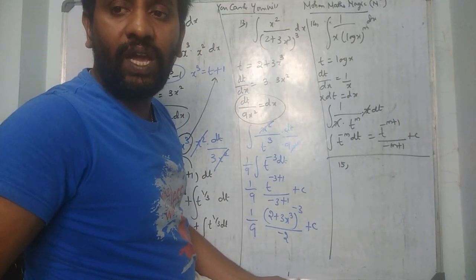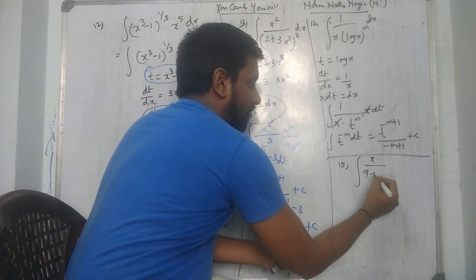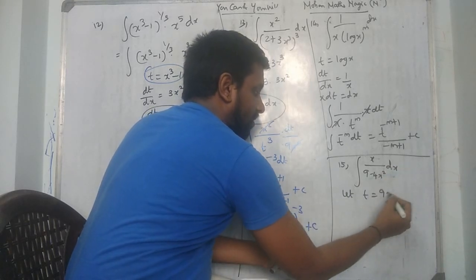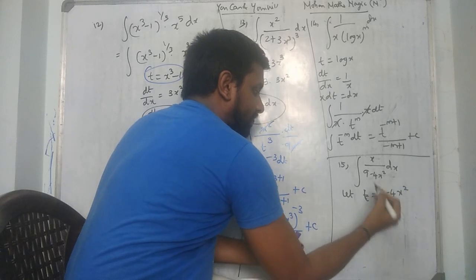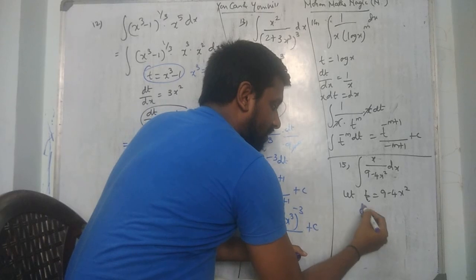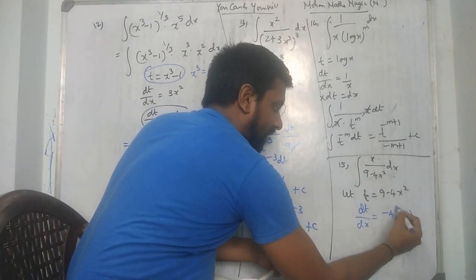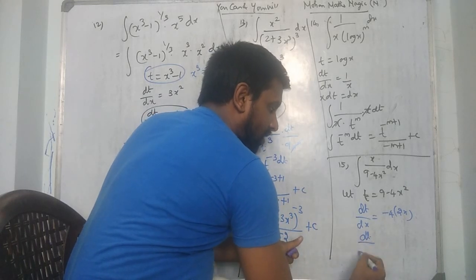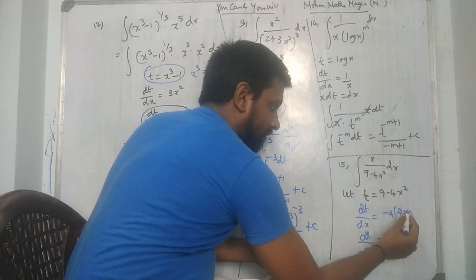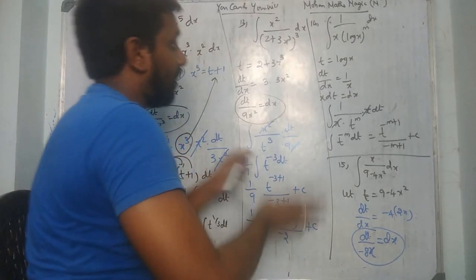Question number 15. X upon 9 minus 4x square dx. As usual, let t equal to 9 minus 4x square. So differentiate both the side. You get dt upon dx equal to minus 4 into 2x, that is minus 8x. So I got dt upon minus 8x equal to dx. Am I correct? Yes.